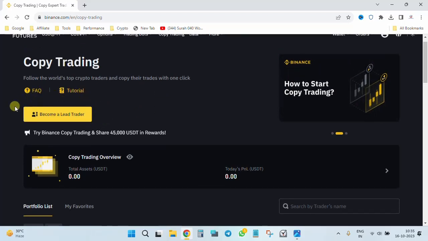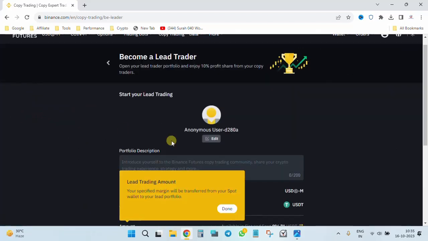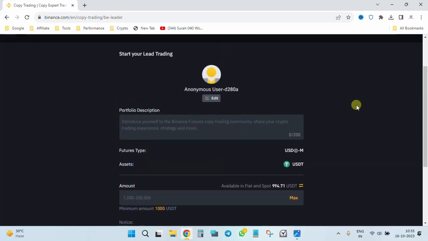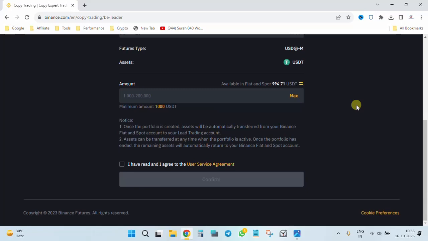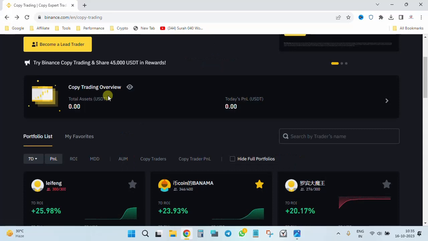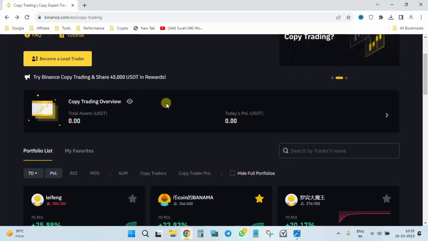Next, what you can see over here is become a lead trader. Let's click the button over here. A lead trader is one who leads the trade. People are going to be copying you, and when people copy you, you're going to earn a share from their profits, which is around 10%. That is what a lead trader is, but I'm sure most of you want to be copy traders, that is, you want to copy from a lead trader.